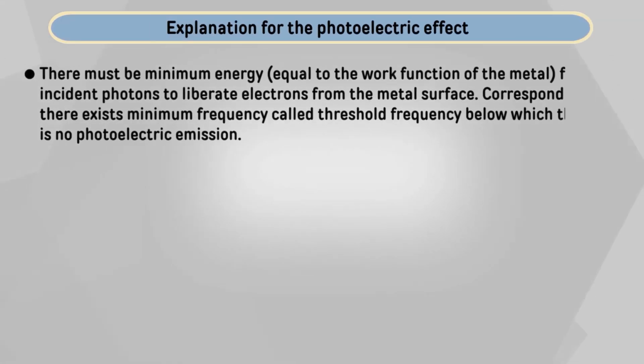There must be a minimum energy, equal to the work function of the metal, for incident photons to liberate electrons from the metal surface, and below this value of energy, emission of electrons is not possible. Correspondingly, there exists a minimum frequency, called the threshold frequency, below which there is no photoelectric emission. This is also experimentally observed.